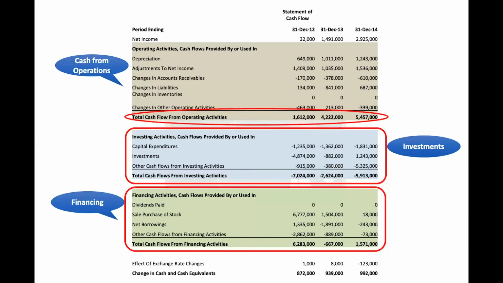I know I'm redundant here, but I got to emphasize a couple of things. We can see how cash came in. We can see how cash was spent.